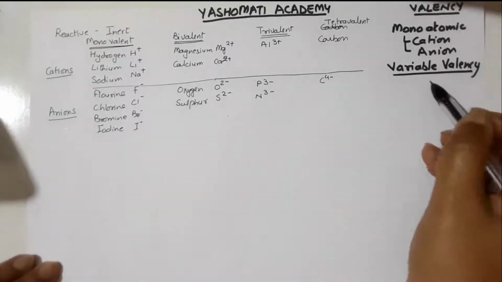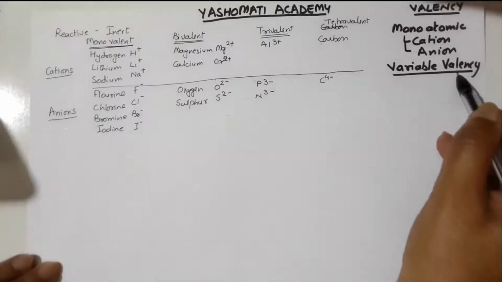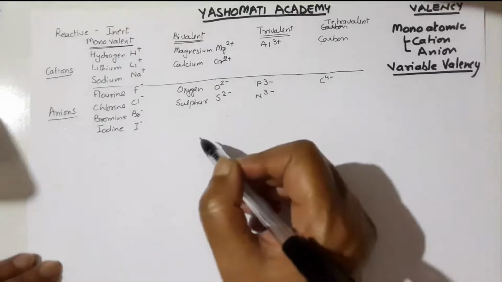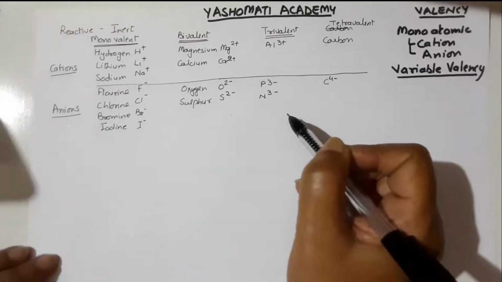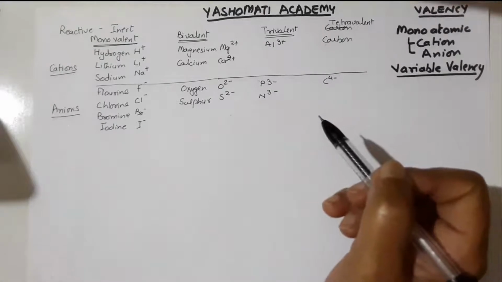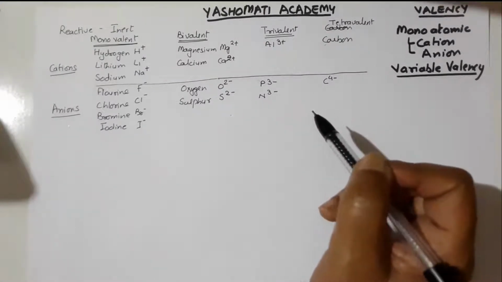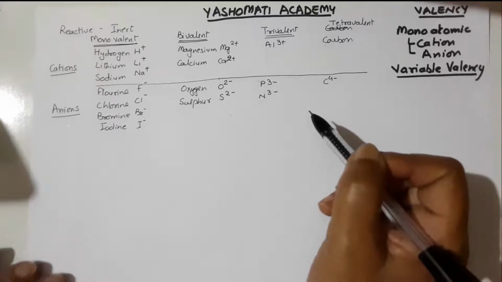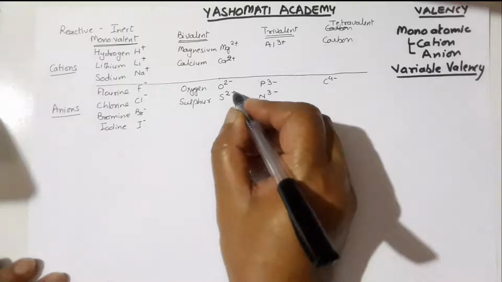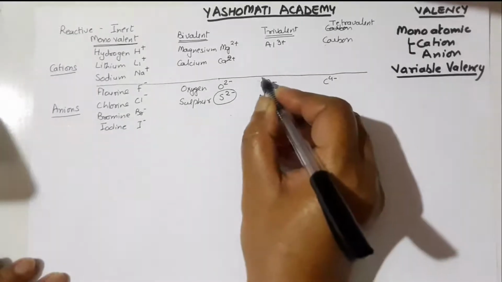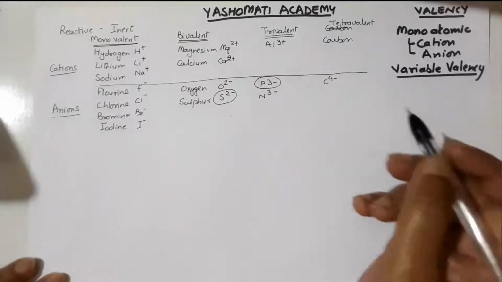Now let us talk about the concept of variable valency. All these elements tend to complete their octet by accepting or donating electrons, and that is why it is called their valency. But what we see is that phosphorus as well as sulfur, these elements, show variable valency also.